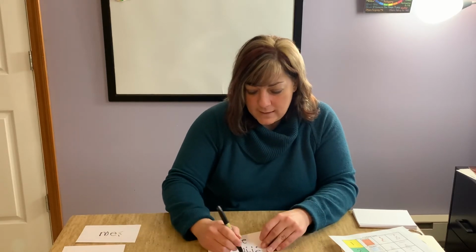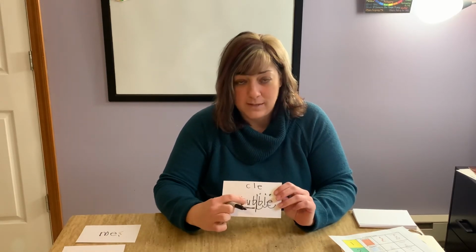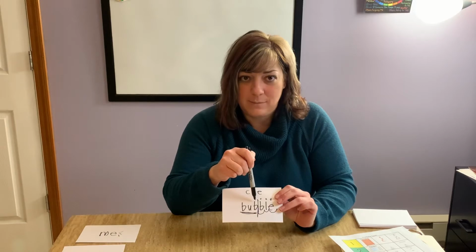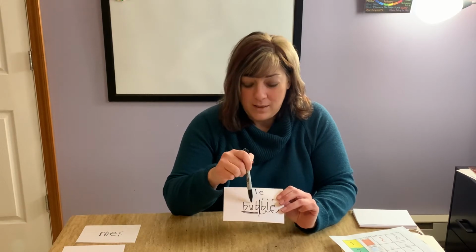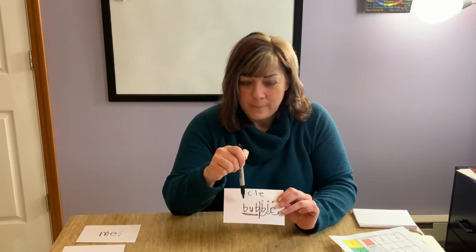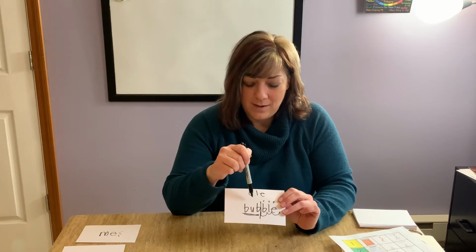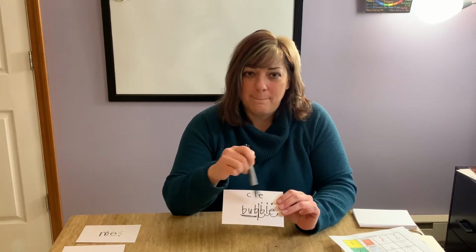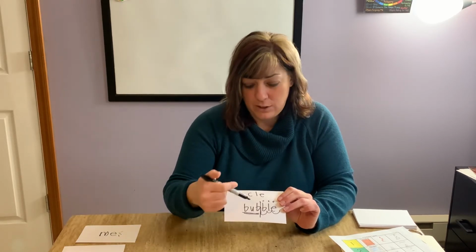So we see now that this part is a closed syllable because the B closes the door and the U doesn't get to say its name. So we have b-u, bubble. And we know that that U would be short.